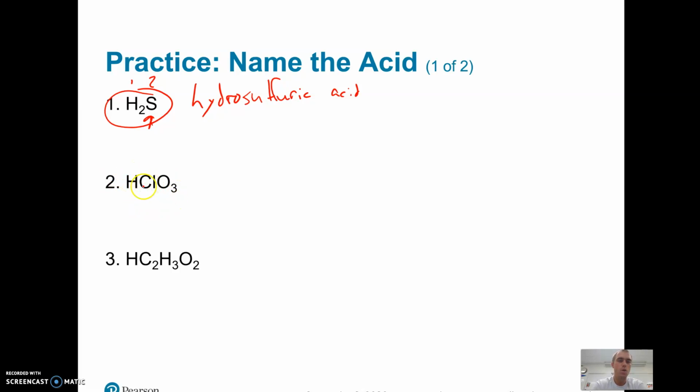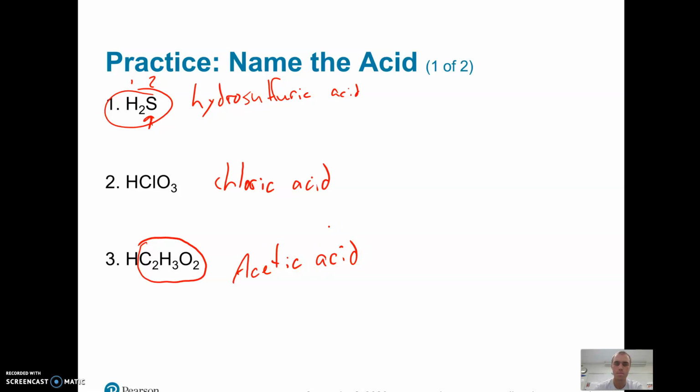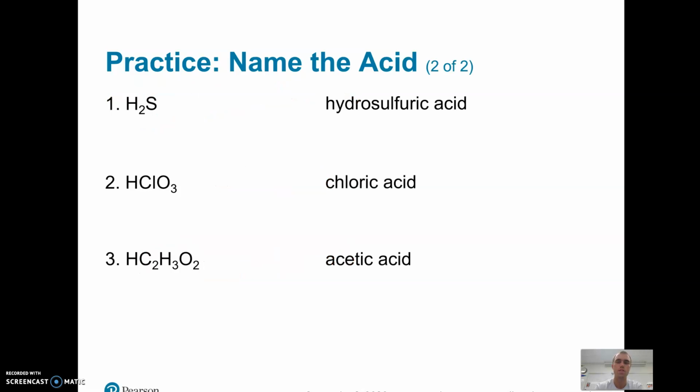Here is an oxyacid, one with a polyatomic ion. ClO3 is chlorate, so the ate gets changed to ic, and this becomes chloric acid. There's no hydro in front of it because it has a polyatomic ion. And this one, this polyatomic ion is acetate. Again, it's not a binary acid, so we don't have hydro. We change the ate to ic, and we go from acetate to acetic acid. Boom, look at that. Hydrosulfuric, chloric, and acetic acid.